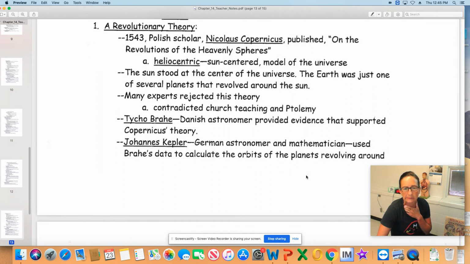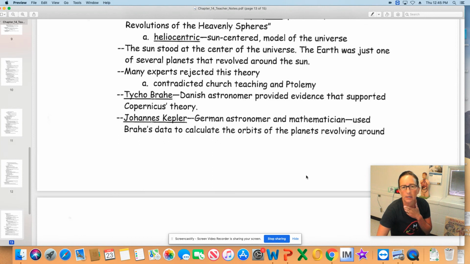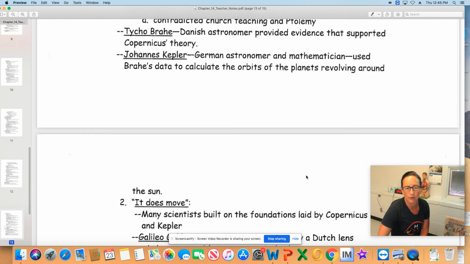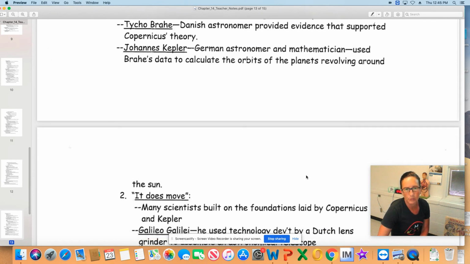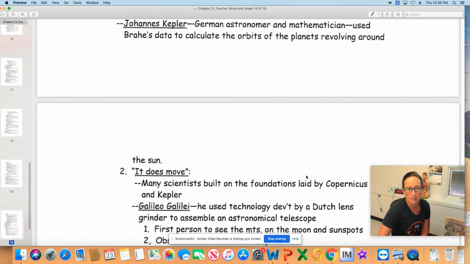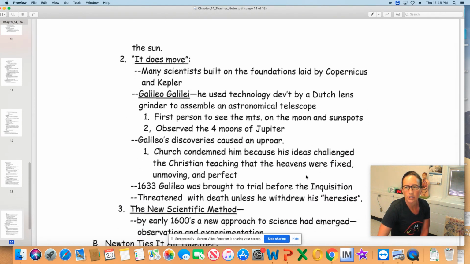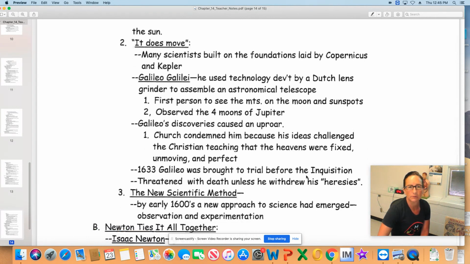Tycho Brahe, I might be saying that wrong, sorry. A Danish astronomer, he provided evidence that supported Copernicus' theory. So you're going to start having scientists saying, yeah, I think Copernicus is right. Johann Kepler was a German astronomer and mathematician. He used Brahe's data to calculate the orbits of the planets revolving around the sun. Same thing, Kepler supported Copernicus. Many scientists built on the foundations laid by Copernicus and Kepler.